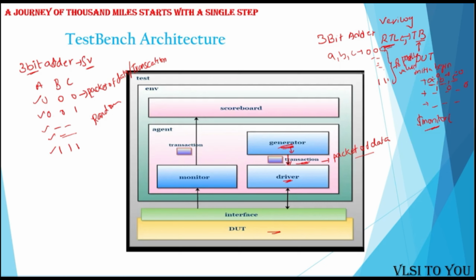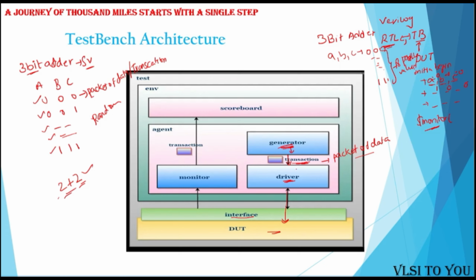When the generator is generating the transactions, they are at the normal level. For example, I am giving 2 plus 2. The generator is giving a packet of data like 2 plus 2. Now this 2 plus 2 is converted into pin level, which is nothing but binary level, by the driver, and then it is given to the DUT through the interface.